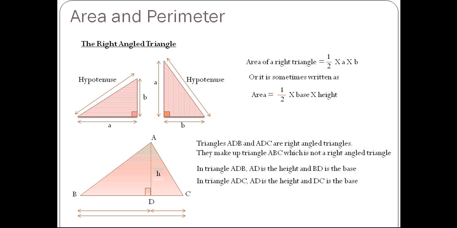In future, if you go on to secondary 3 and secondary 4, you will learn a new formula that will enable you to find the area of triangle ABC straight away without having to divide it into right-angled triangles. But for now, you have to do this.